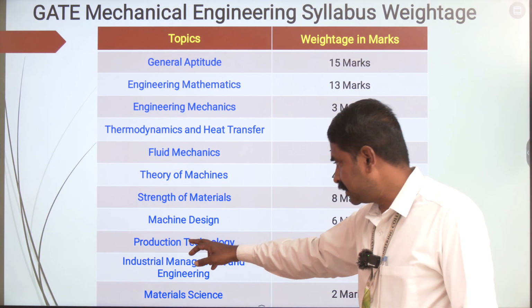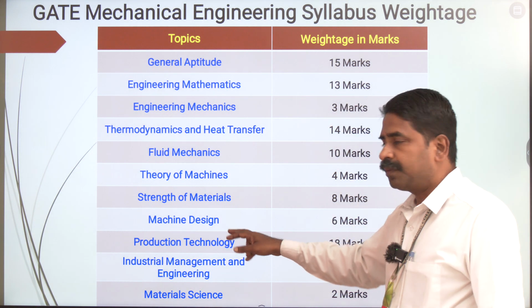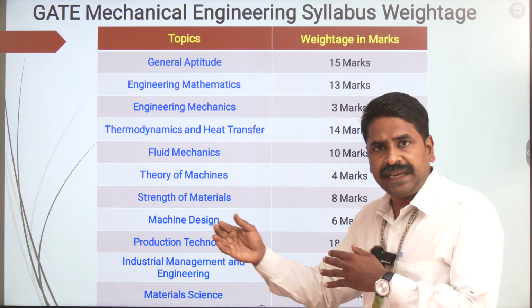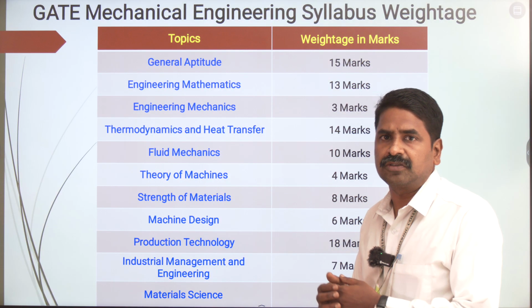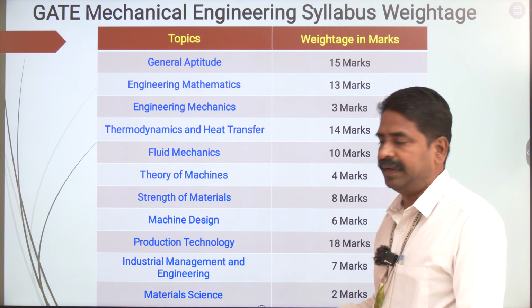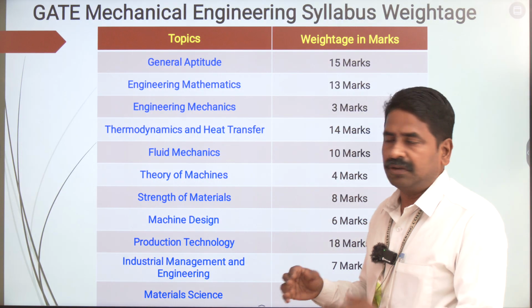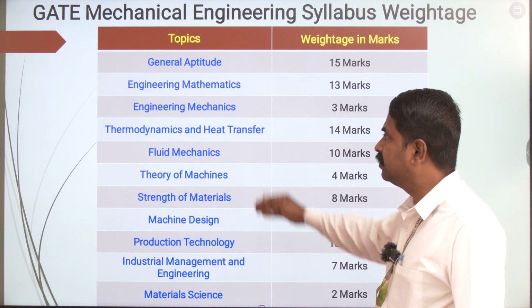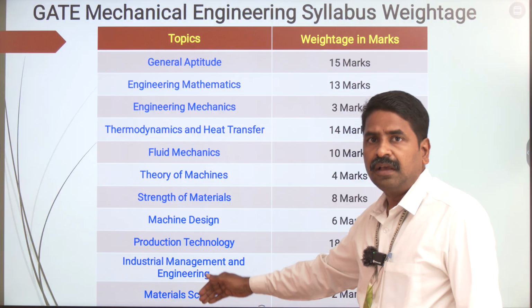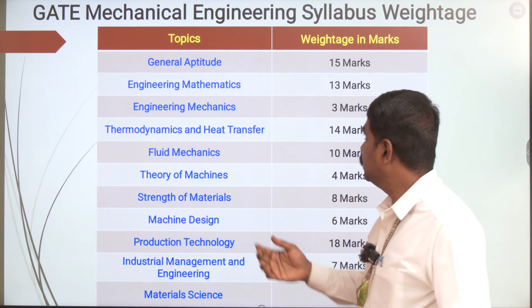Then comes your production technology, then industrial management and engineering. Production technology is going to carry a weightage of 18 marks, followed by industrial engineering, which is going to have a weightage of 7 marks, and finally comes your material science, which is going to have a weightage of 2 marks, as you can see over here. When you add all these things, you are going to have a total of 72 marks for this mechanical domain topics, followed by engineering mathematics with 13 marks and general aptitude with 15 marks.